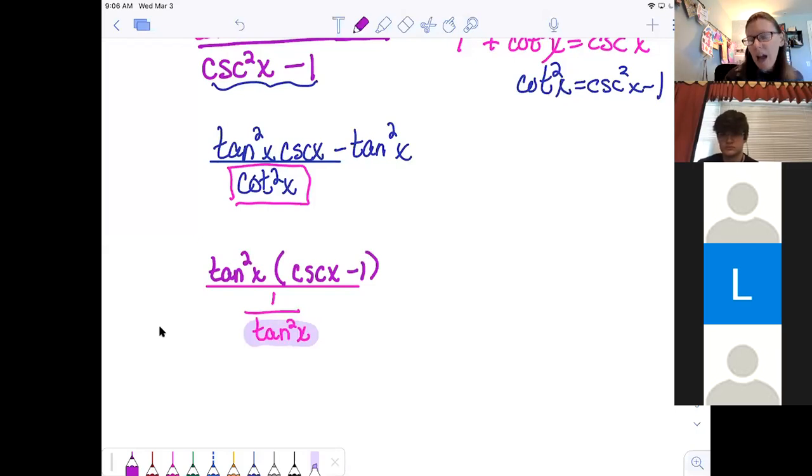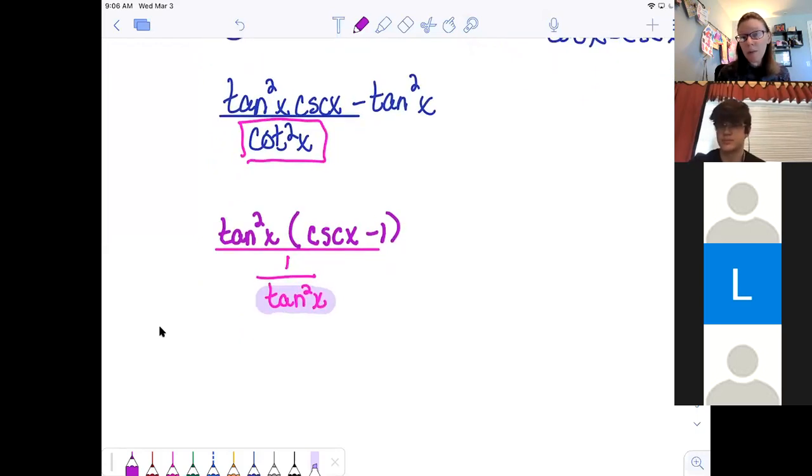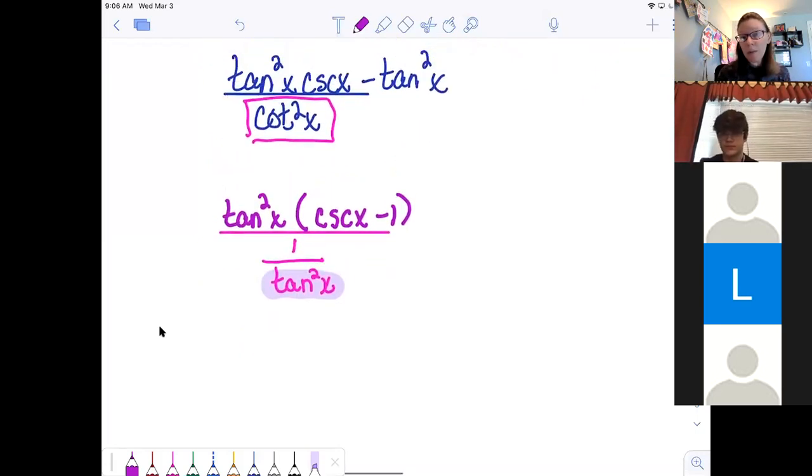Peter, when you divide by a fraction, what are you really doing? Multiplying by the reciprocal. Yeah. So this denominator here, where we're dividing by 1 over the tangent squared, is really saying I'm multiplying by the tangent squared over 1. So dividing by a fraction is really multiplying by the reciprocal.